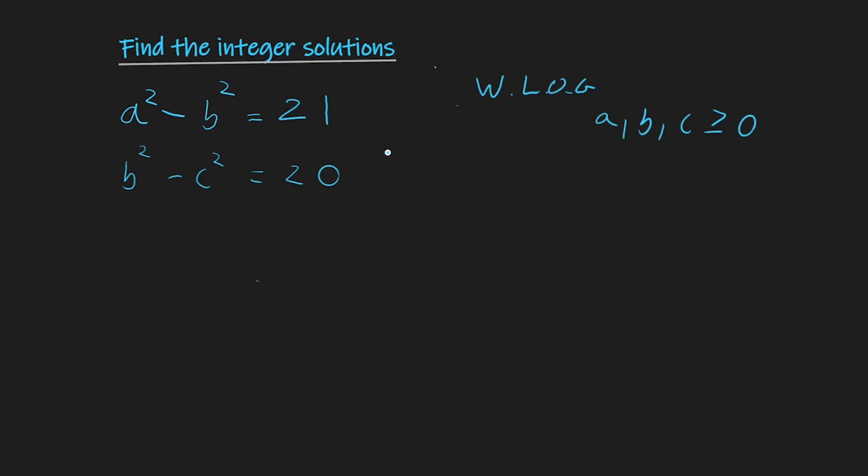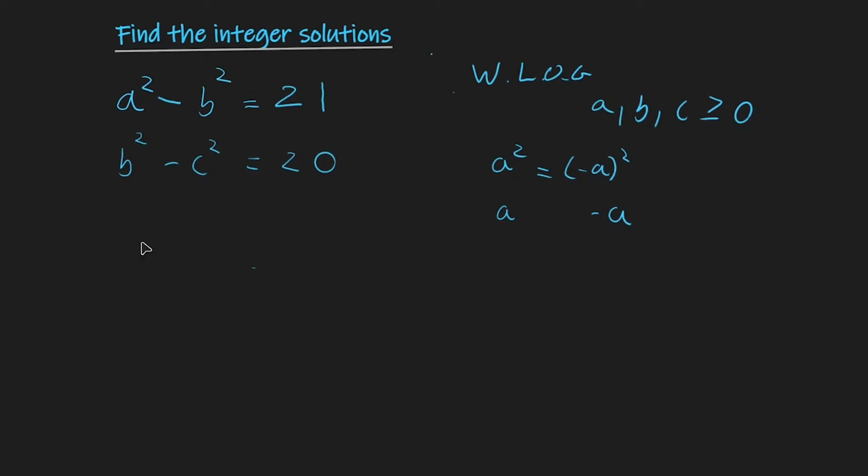And we can do that because if we look at A squared, well, that's the same as minus A squared. So if I have a solution A, then I know that minus A is a solution as well. So if we figure out that A is 8, well, we know that minus 8 is a solution as well. So we will make the calculations with A, B, and C greater than or equal to 0.